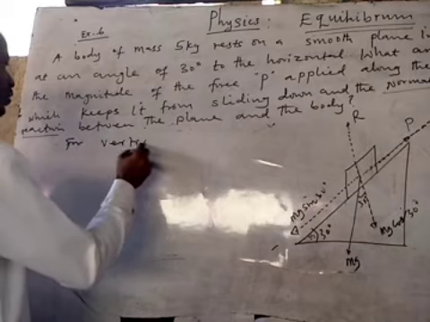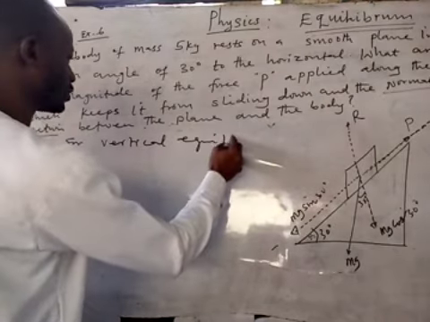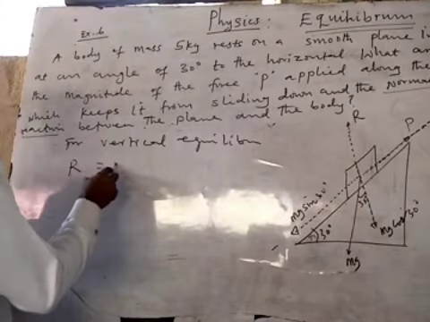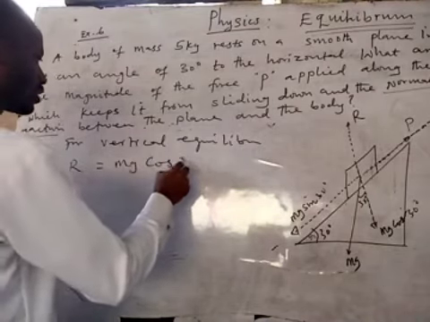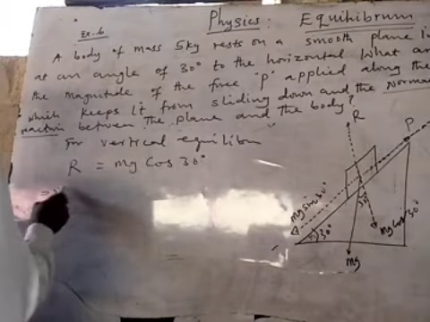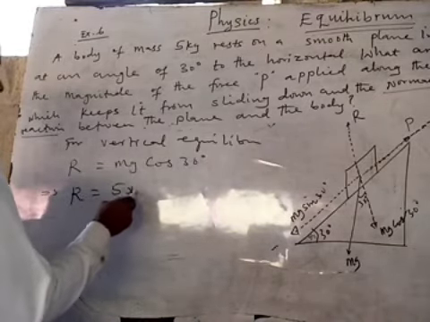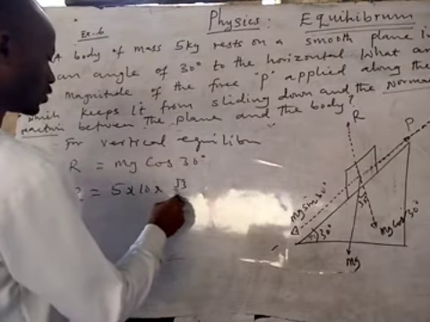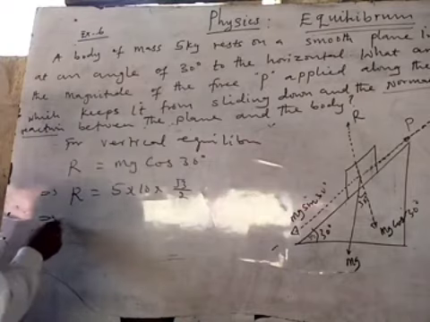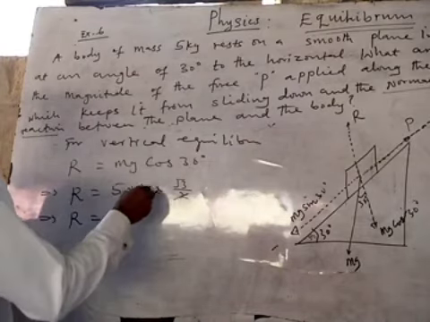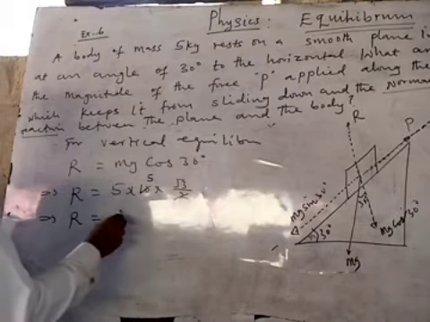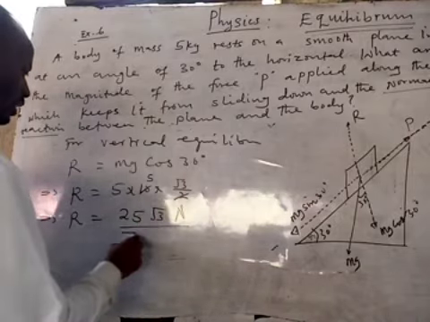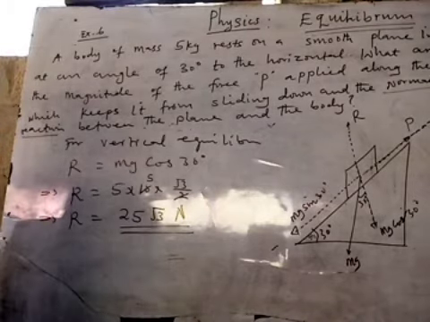For vertical equilibrium, our R should be equal to mg cos 30 degrees. And this simply means our R should be equal to 5 times 10 times cos 30. Cos 30 is normally root 3 over 2. And this now means our R should be equal to, by cancelling this and this, what you get is 25 root 3 newtons. And that is the actual answer to this problem.